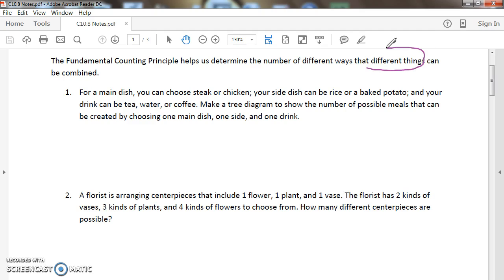You have to be careful here, we're talking about different things. If I were to choose, say, 2 students out of my classroom, that would be considered to be the same thing. But if I were to choose 1 student from my room, 1 from Miss Johnson's room, 1 from Miss West's room, that would be 3 different distinct groups that I would be choosing from. So that's when the fundamental counting principle would come into play.